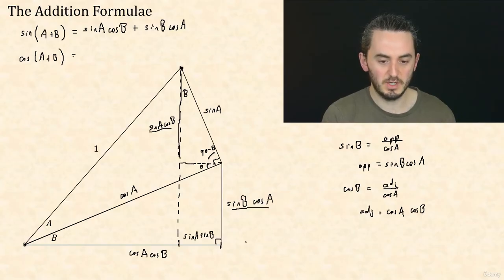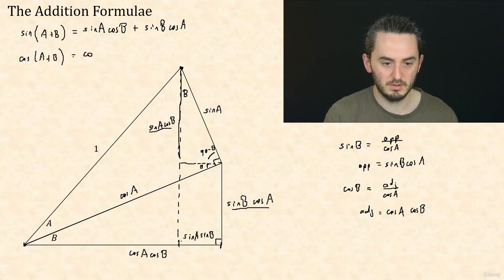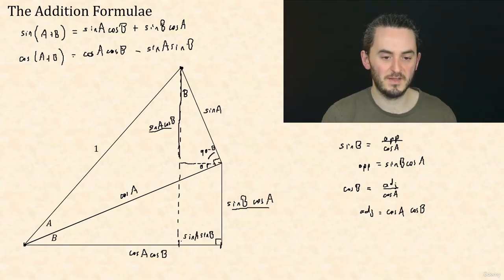Okay, what about for cos? Well, we knew that the x coordinate was cos of A plus B at this point. Another way to describe it is this whole length across the bottom minus this little section here. So all of the length across the bottom was cos A cos B. And then I just want to subtract this little section here, which is sine A sine B. So there they are in all their glory. Those are the addition formulae for sine and cos.